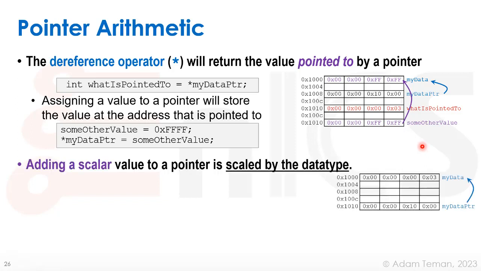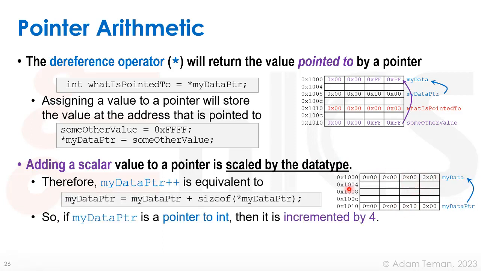And what that allows us to do is add scalars to pointers. What is really cool about that is the pointer has a data type, so it's a pointer to int or a pointer to char or a pointer to something else. When we add a scalar to it, it's actually adding a number of sizes of that type of variable. So we're going back over here, and we have my data pointer pointing to the variable my data, as we saw here.